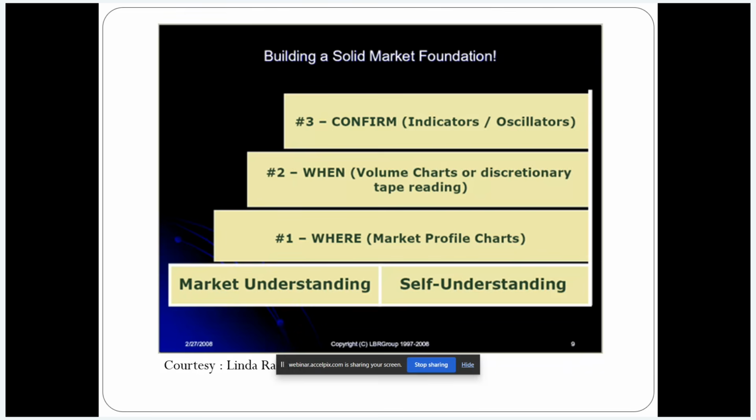Okay, the third one, for confirmation only we need indicators, but what most traders do is jump to indicators first. Without this foundation of 1, 2, 3, they go to the last one, indicators, so they don't have any results. If you want results, you need this foundation very strong, very solid. So market understanding, self-understanding, then where things are happening, then when things will happen, then okay, fine, confirm.